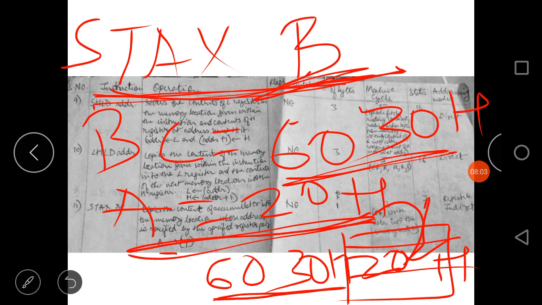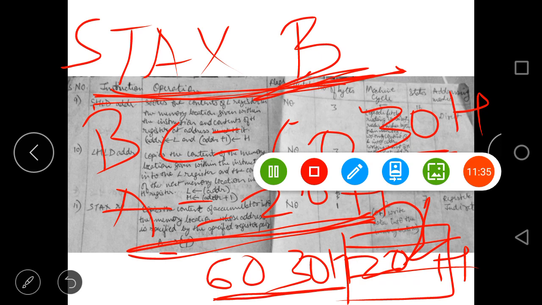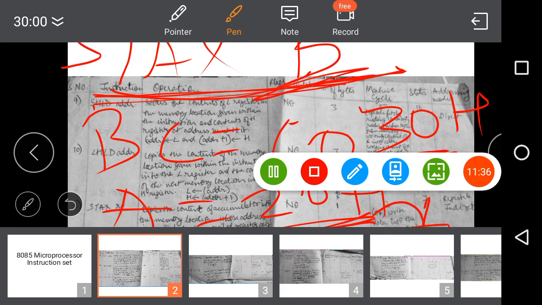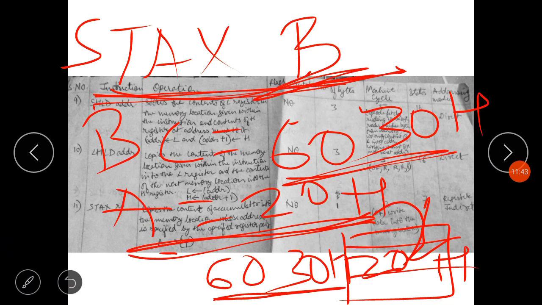After decoding it, the second machine cycle will be used for memory write, that is for writing the content of the accumulator into the address that is present in the register pair mentioned in the instruction. So in total 2 machine cycles will be used.